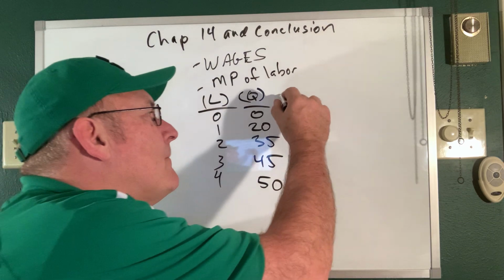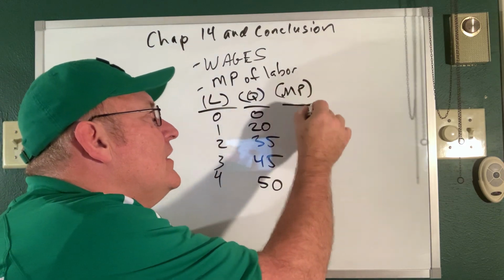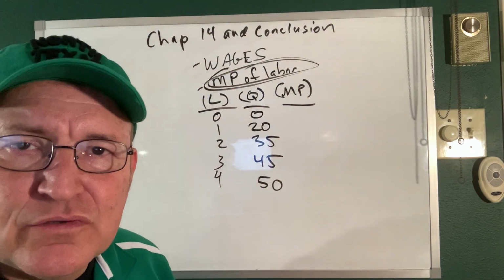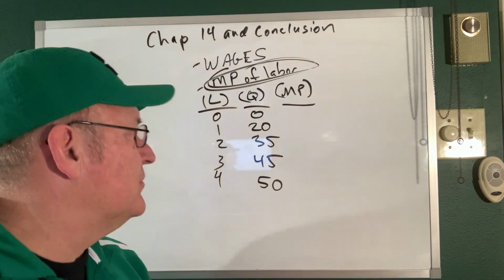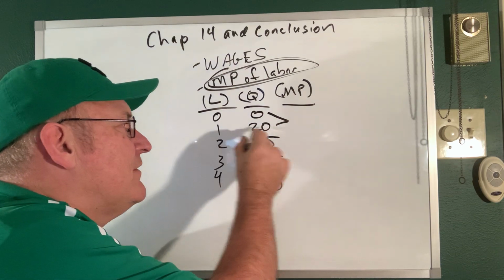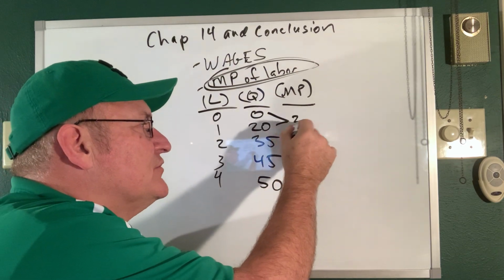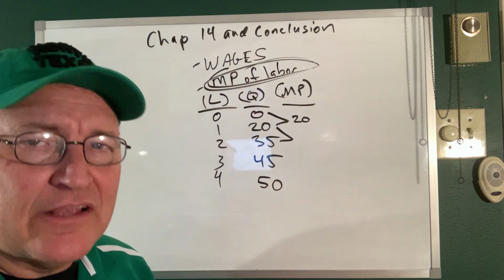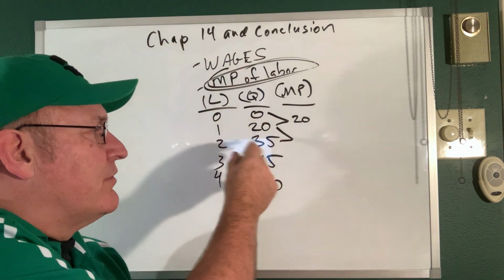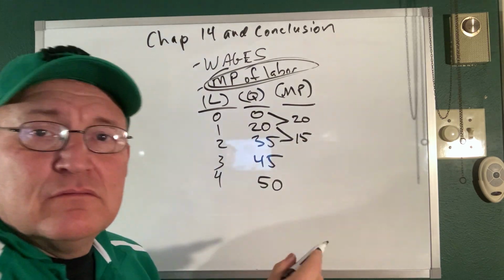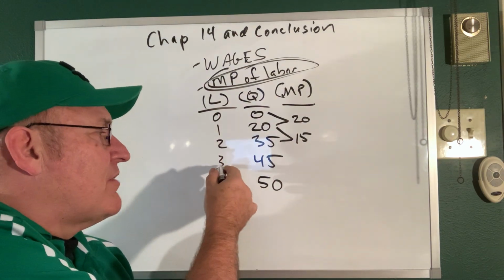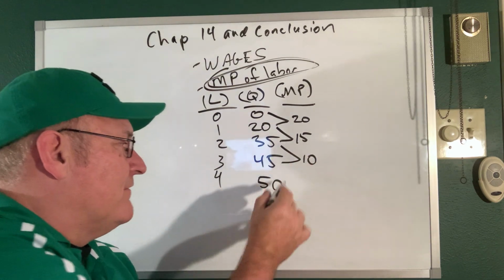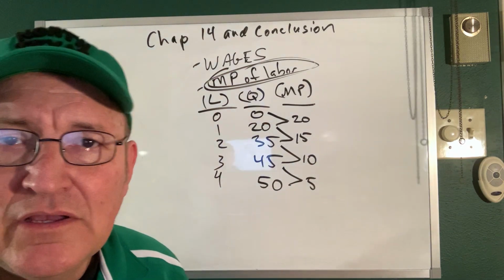Okay, so my marginal product of labor is how many more pools get cleaned with the addition of each employee. So, I hire the first one, 20 minus 0 is 20, 20 pools get cleaned. What's the marginal product? How many more pools get cleaned when I hire the second one? Well, 35 minus 20 is 15, right? What about when I hire the third one? 45 minus 35 is 10 more pools get cleaned. I hire the fifth one, 5 more pools get cleaned.